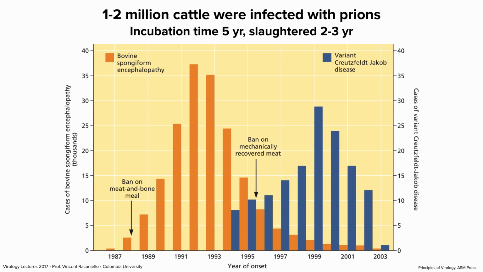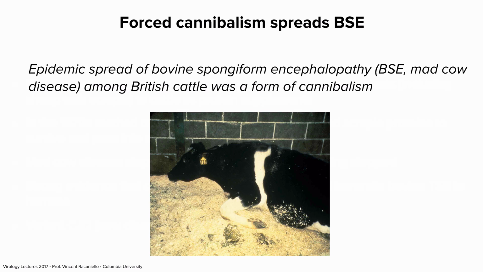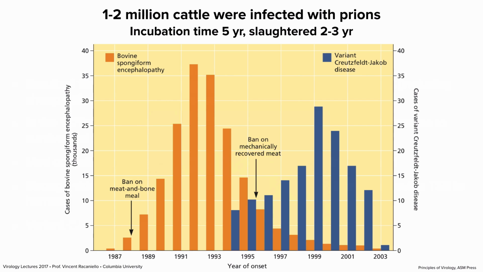So here's the epidemiological curve for this. In total, we think about 1 to 2 million cattle were infected. And here's the problem. The incubation time of the disease in cattle is about 5 years, but you slaughter them at 2 or 3 years to make meat, so you don't know that these cows have any disease. Because as you could see from that picture, a cow with BSE at the advanced stages is quite clear, and you would not make meat from that cow to eat. That would be criminal. But in 2 years, you can't really tell.